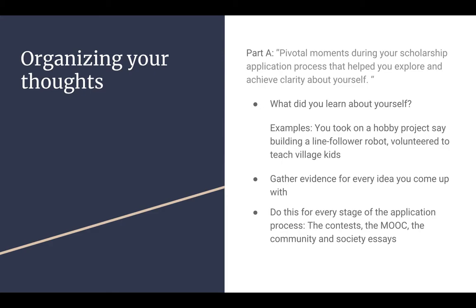Just start by writing out 2 columns in a table, maybe. On one side, you start putting out every step that you took in that application process. And in the second column, start writing what you learned about yourself in that stage. And make a third column and start jotting down evidences or examples of specific moments during the process where that lesson became extremely clear to you.